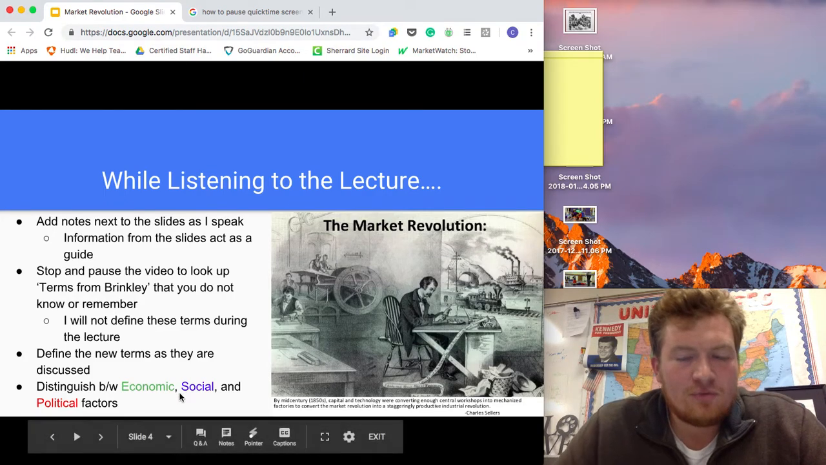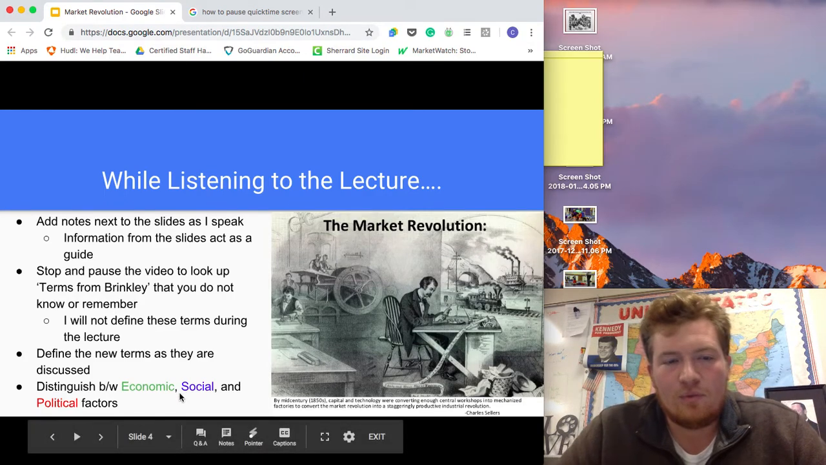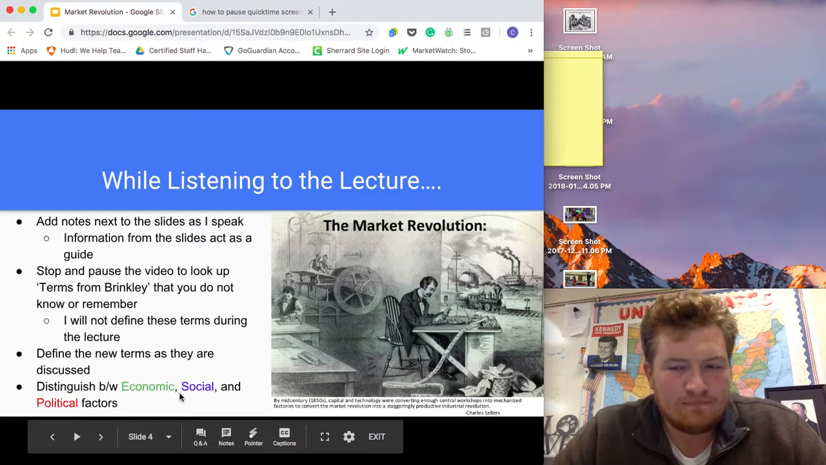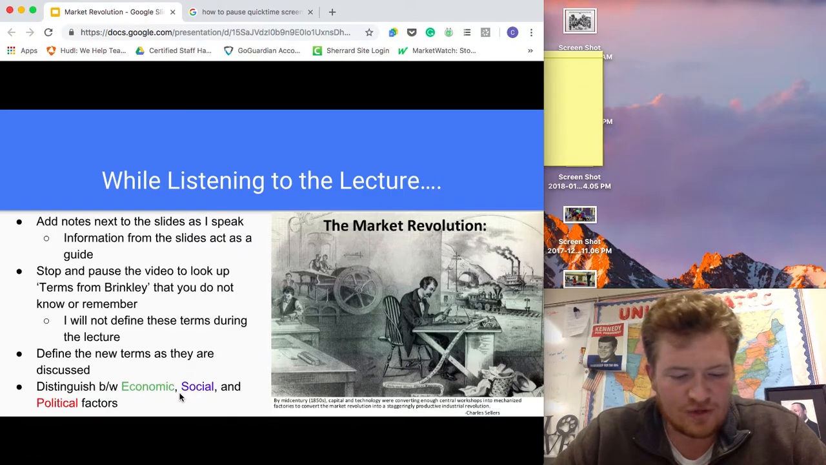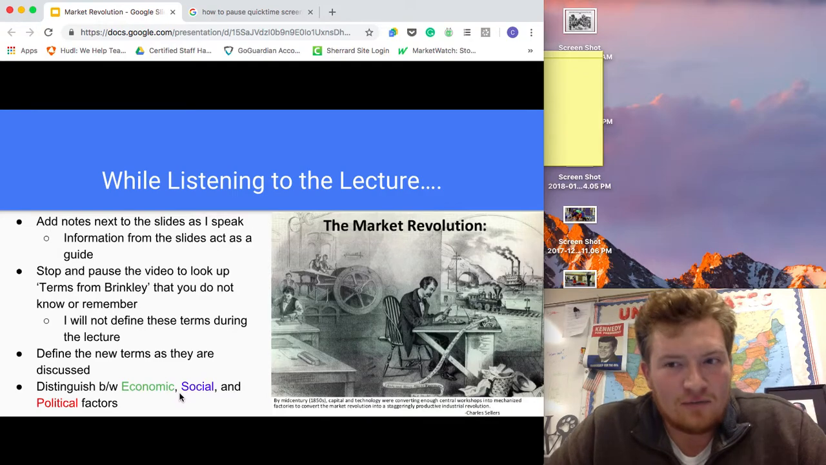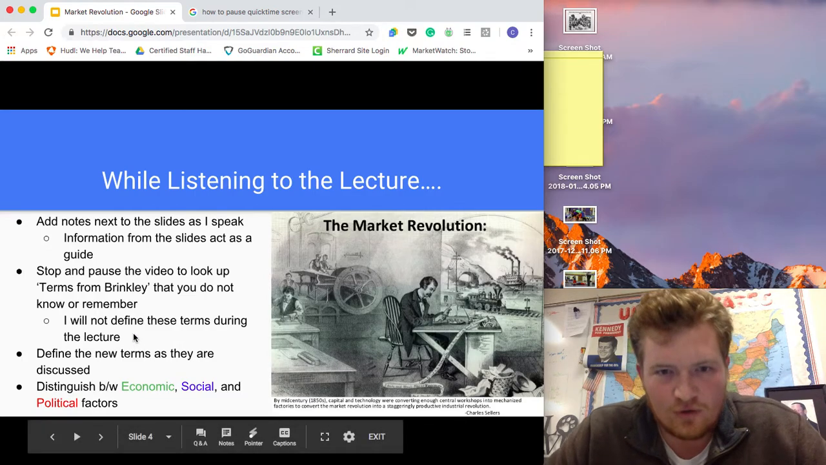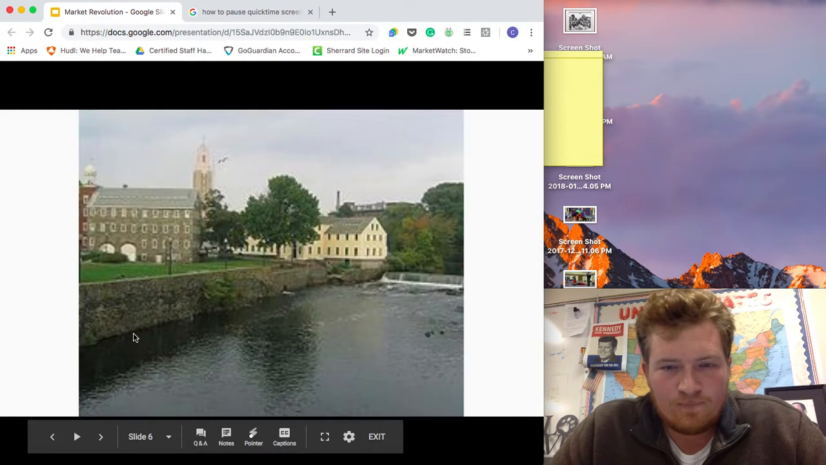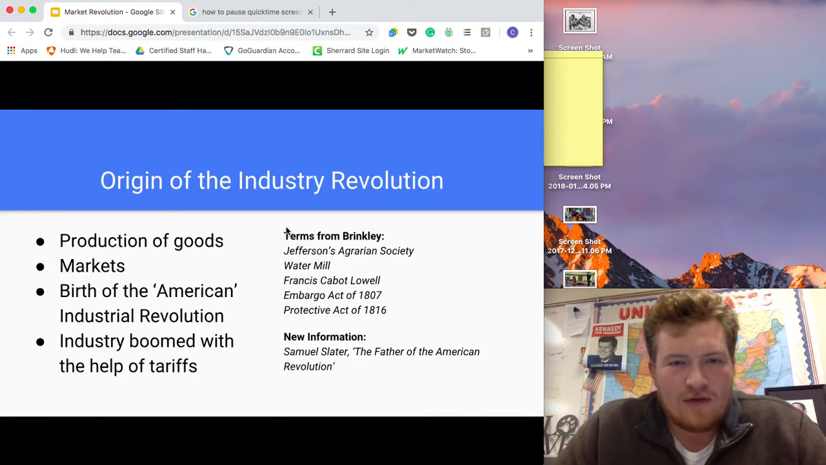While we're listening to this lecture, we should be doing a couple things. Number one, add notes as I speak. If you just listen to the lecture and you don't mark up your page, you're not doing this correctly. I am not going to define all of the terms on this list like it says right here. You're going to see the notes are divided up in this manner.